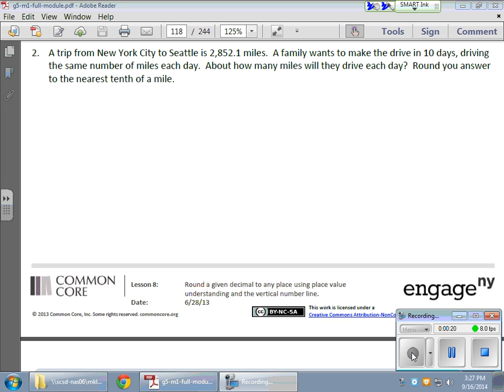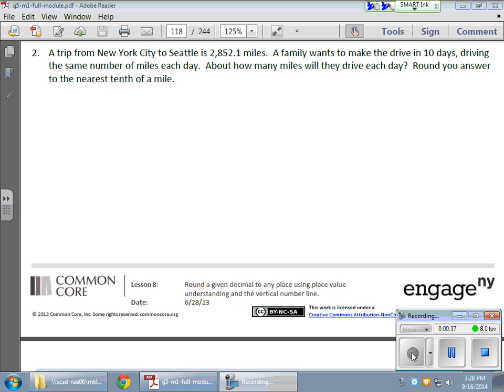Today, what I wanted to do was deal with a word problem because it has a bunch of things in it, and I thought it was a good idea. So we have a trip from New York City to Seattle, and it takes 2,852.1 miles. The family wants to make the drive in 10 days, driving the same number of miles each day.